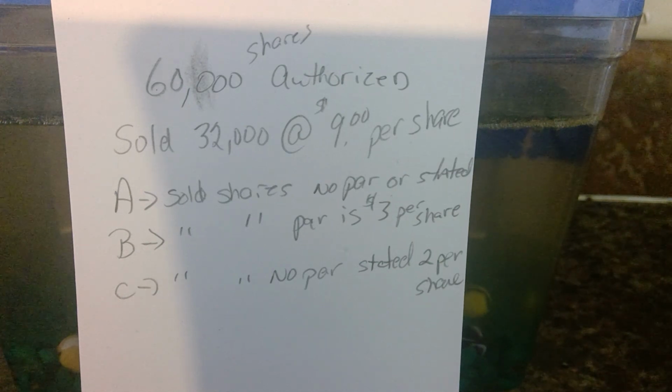It says sold shares, no par or stated. B says sold shares, par is $3 per share. So here we have a par, but we don't have a stated. And then letter C says sold shares that have no par, but has a stated of $2 per share. Now, I just want you to jot that information down.